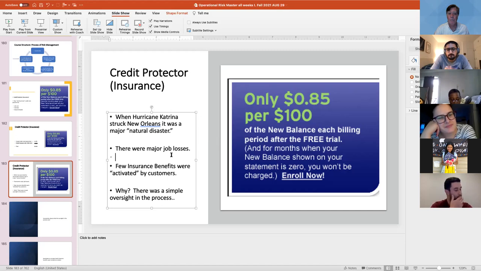Okay. As a result of the hurricane, there were major job losses. But few benefits were actually activated by the customers. We had very few people call up and say, because let me back up for a second. This program didn't work automatically. You needed to call up when you lost your job. Obviously, even if there was a natural disaster, you needed to call up and explain what the situation was. So back to Katrina, there were major job losses, but few people activated the benefits. Very few people.